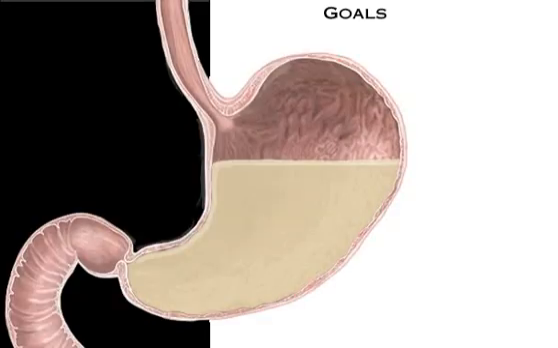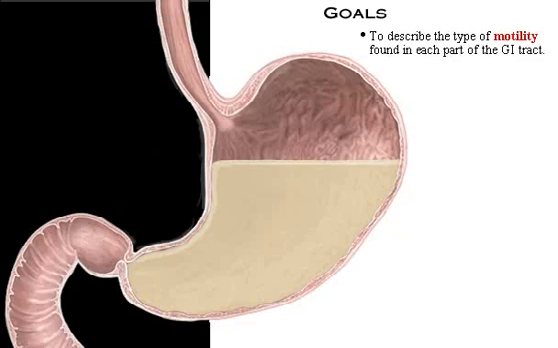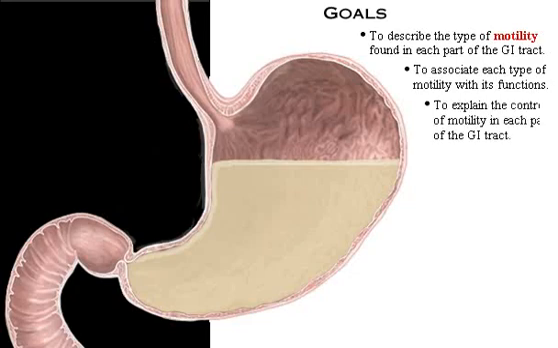Your goals for learning are to describe the type of motility found in each part of the GI tract, to associate each type of motility with its functions, to explain the control of motility in each part of the GI tract. Here's what you need to know.